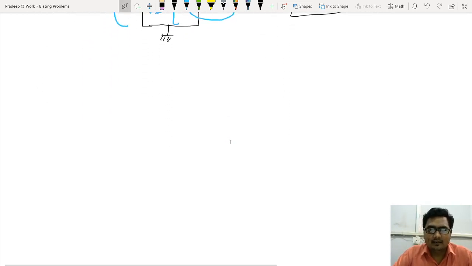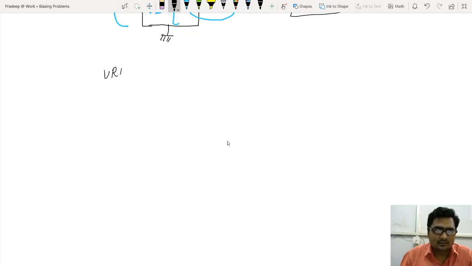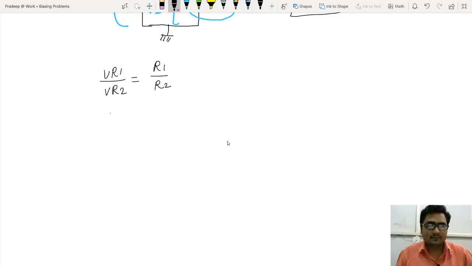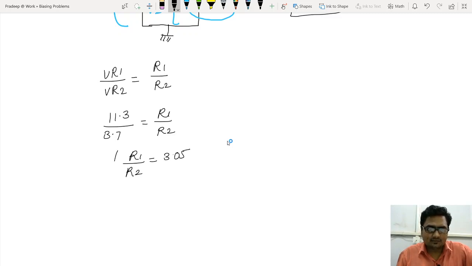Now I have the voltage across resistor R1 and across resistor R2, and I am interested in the values of R1 and R2. So let's take the ratio: VR1 divided by VR2 equals resistor R1 divided by resistor R2. VR1 is 11.3, VR2 is 3.7, so 11.3 divided by 3.7 equals R1 divided by R2. It means R1 divided by R2 is 3.05. Now this factor will be very useful.